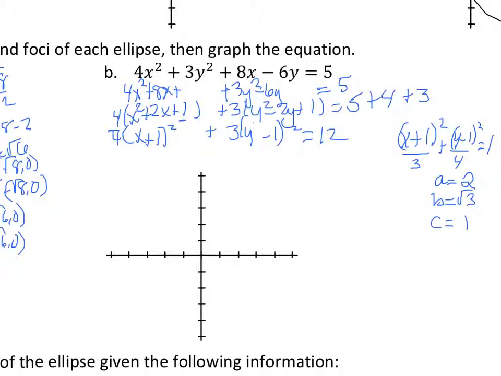Where's the center? At negative 1 and 1. Good. And that's everything, right? So here's our center. A we decided was vertical, correct? So we go up 2 and down 2. There's our vertices. So now our vertices are at negative 1 and 3 and negative 1 and negative 1. We go root 3 in the x direction. So that's 1 and some change. And there's our graph.